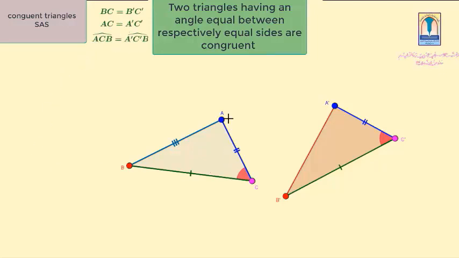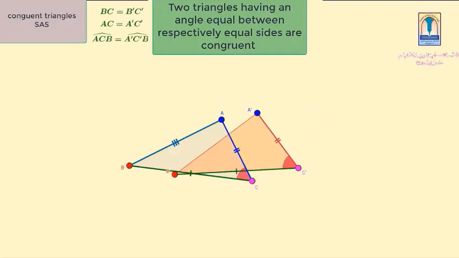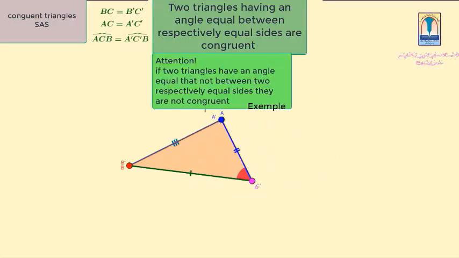If you notice that angle C is equal to angle C', this angle is found between two equal sides. Then we could say that these two triangles are congruent by side angle side because they have an angle equal between two respectively equal sides. We will move now triangle A'B'C' to check if they are identical. We notice that they are having the same shape and the same size, then they are congruent. Pay attention. If two triangles have an angle equal that is not between two respectively equal sides, they are not congruent.